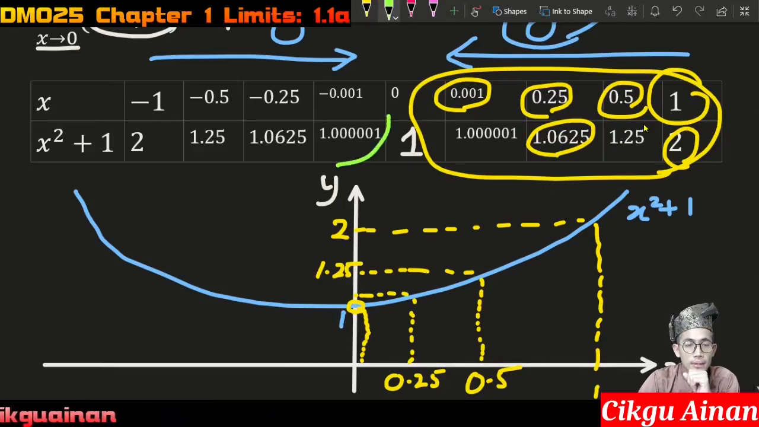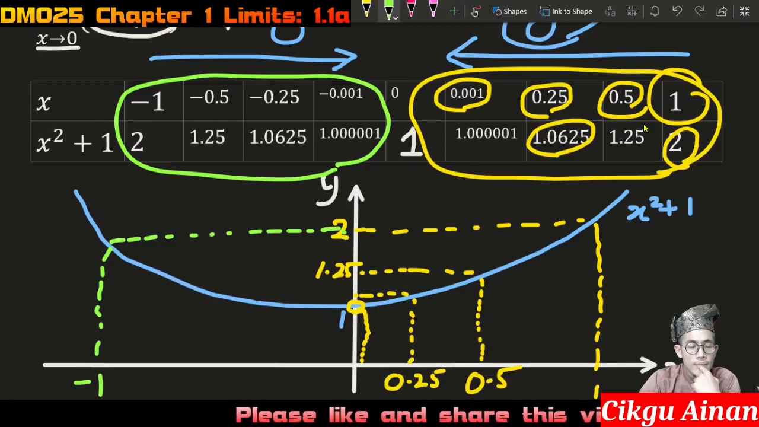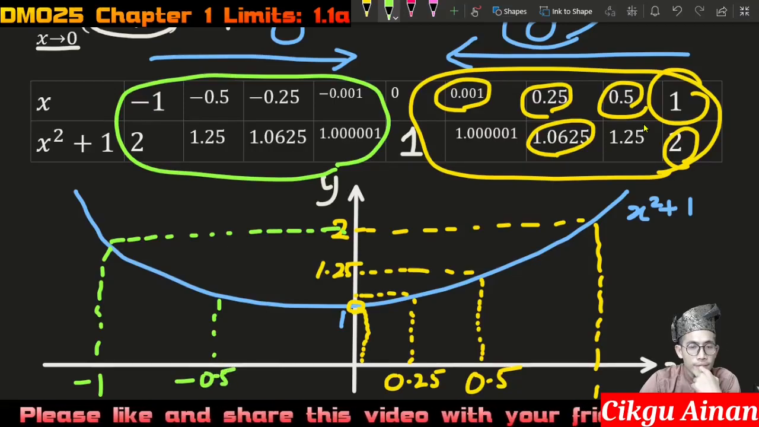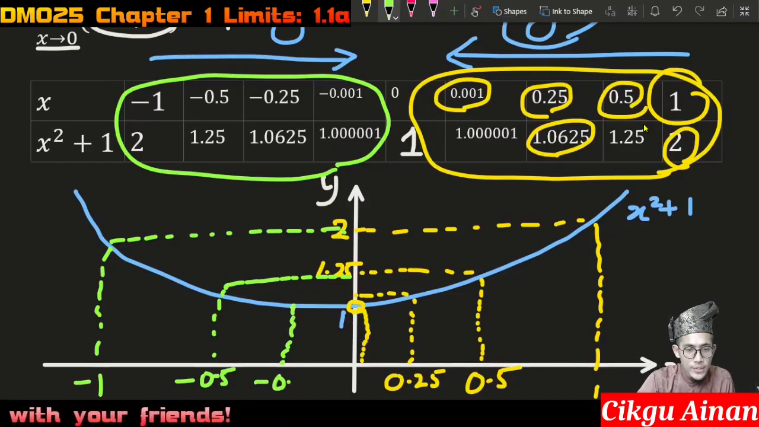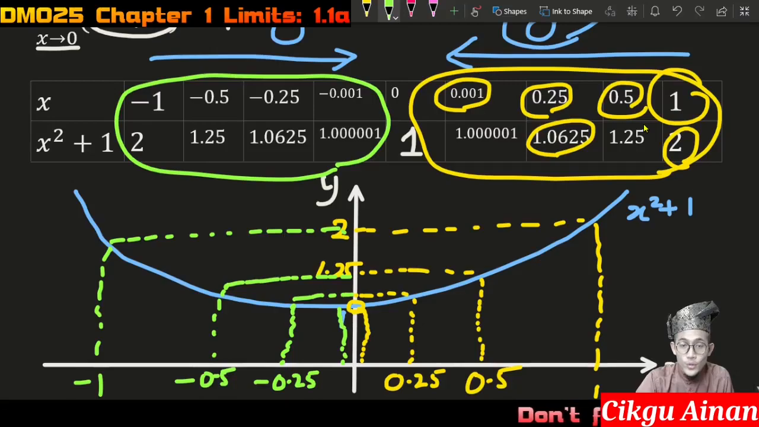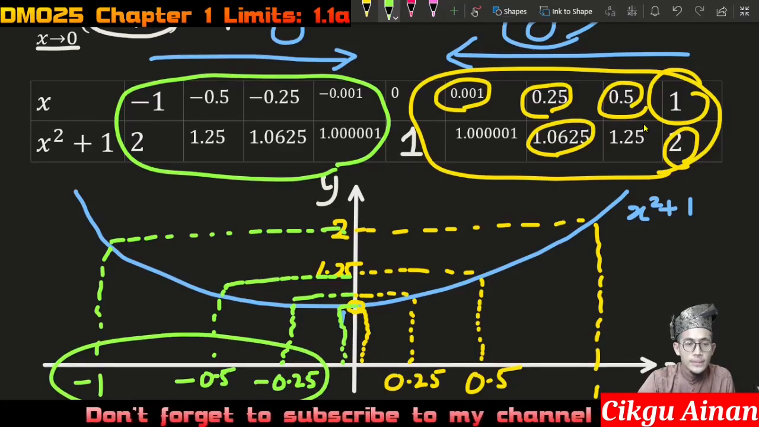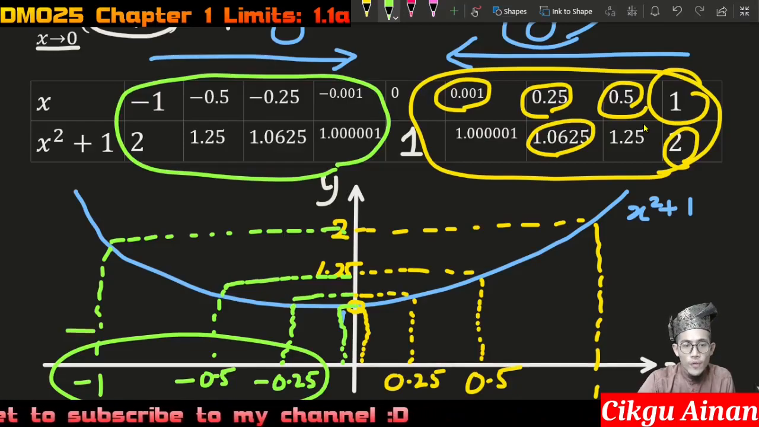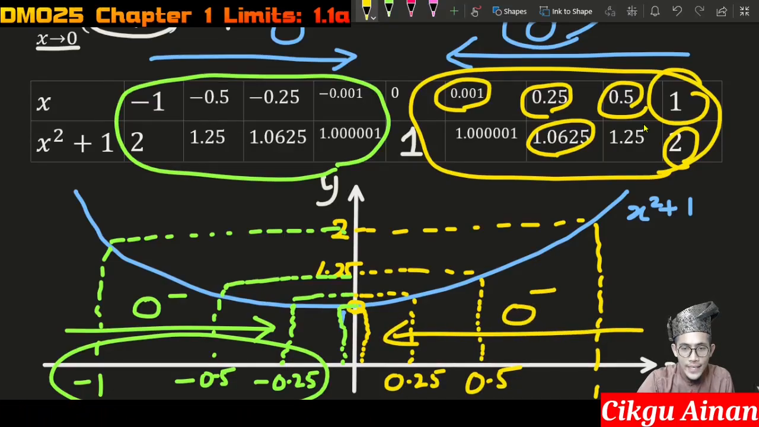If we approach from the left, where is -1? This is -1, and it approaches 2. Minus 0.5 gives 1.25. We take another half, minus 0.25, approaches this value, and minus 0.001 is this value. That's why when x approaches 0 from the left, this one, and from the right, this one, it approaches 1, the value that we want to find.